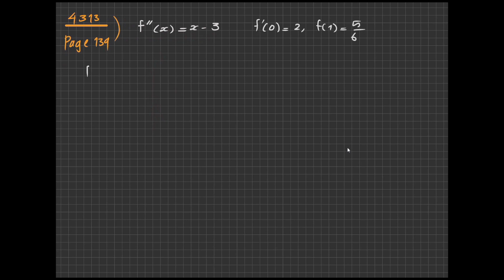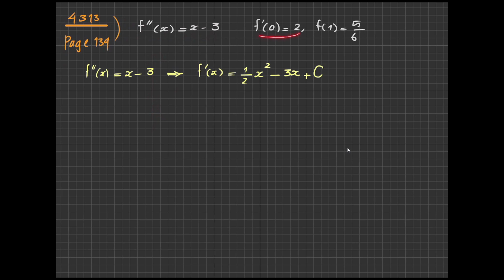So if you tell me that f double prime of x is equal to x minus 3, then what can I conclude? I can conclude that f prime of x is a primitive function for what you see. What is a primitive function for x? It is famous, yes? 1 over 2 x squared. What is a primitive function for 3? It is just 3x. But you remember that I have to put a constant c here.